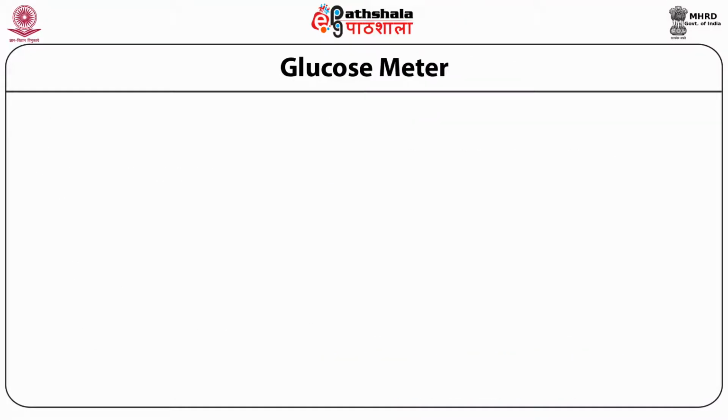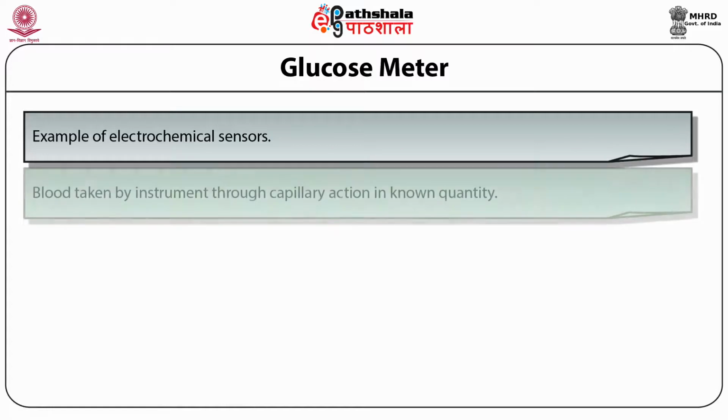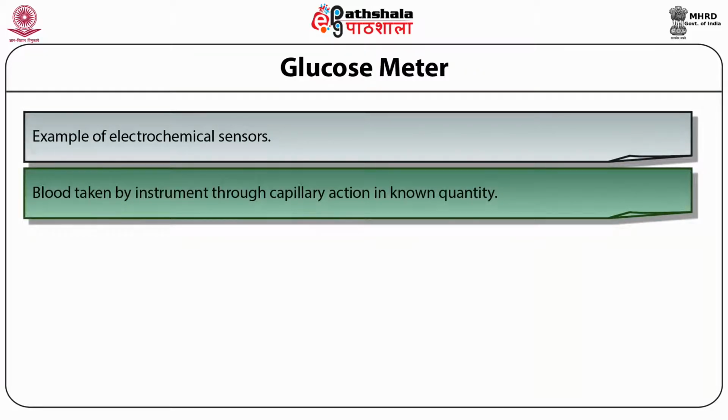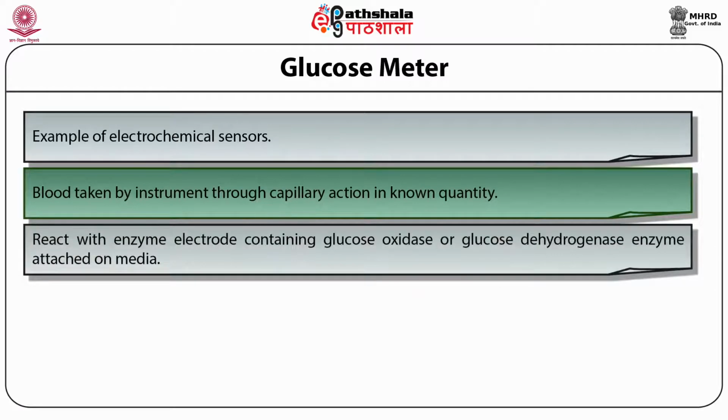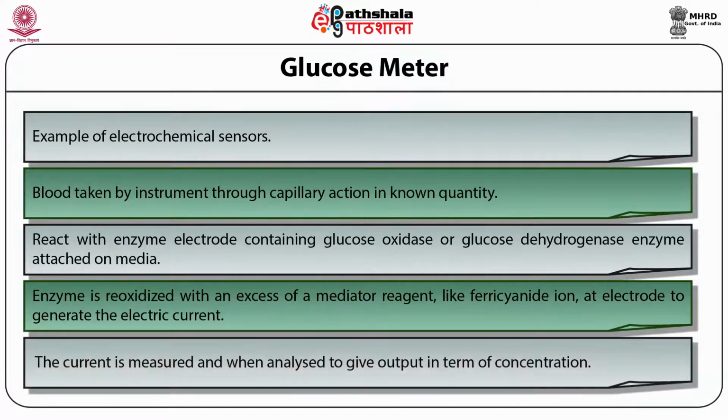blood samples. Glucose meter is the example of electrochemical sensor, where a certain amount of blood is taken through capillary action. The blood reacts with the enzyme electrode containing glucose oxidase or glucose dehydrogenase enzyme attached on a mediator. This enzyme is reoxidized with an excess of mediator reagent like ferricyanide ion at the electrode to generate electric current. So this electric current is detected as concentration of glucose in the blood. It is the most successful biosensor used currently and very easily available in the commercial market.